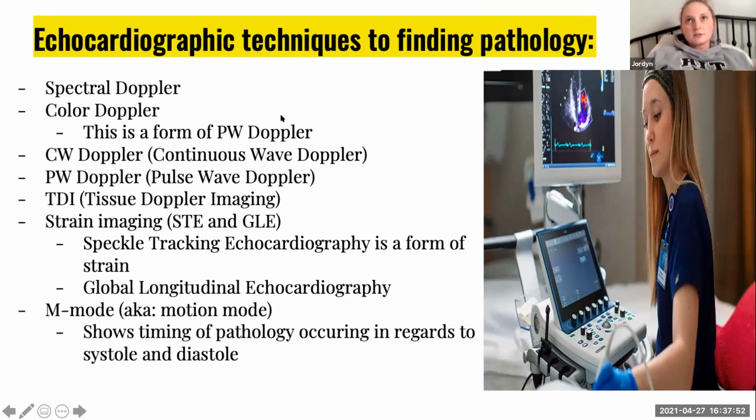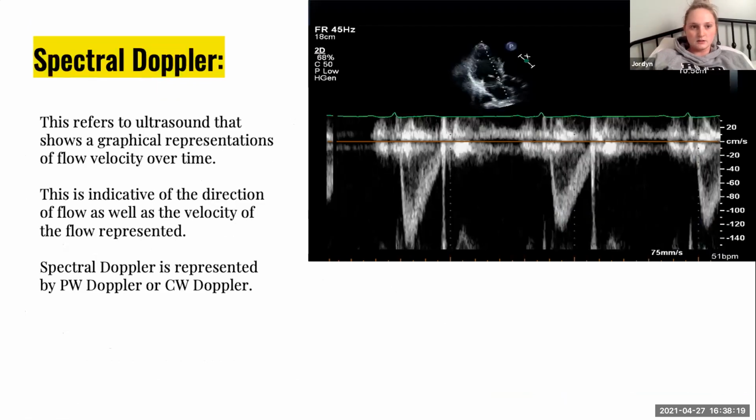So we use a lot of different techniques with echo. One is called spectral Doppler. We have color Doppler, which is technically a form of pulse wave, continuous wave Doppler, TDI, strain, both STNGLE, M mode, and I'll go into what they are in the next couple of slides.